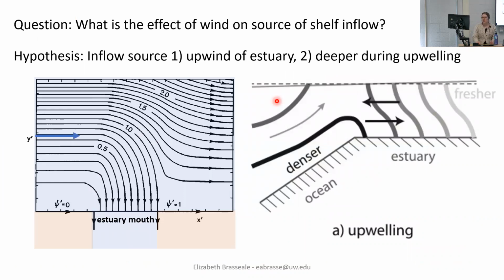So we were curious about the effect of wind, because the wind in these areas changes seasonally. And we had these two hypotheses: that the shelf inflow is going to be sourced from the upwind part of the estuary. This is based on some idealized modeling work from the 90s. So basically, when the winds are coming from the north, the inflow should be coming from the north. And when they're coming from the south, the inflow will come from the south, but also deeper and denser water during upwelling.